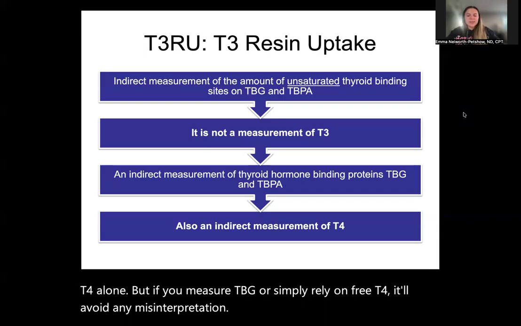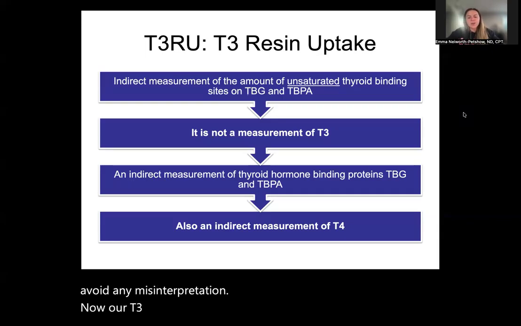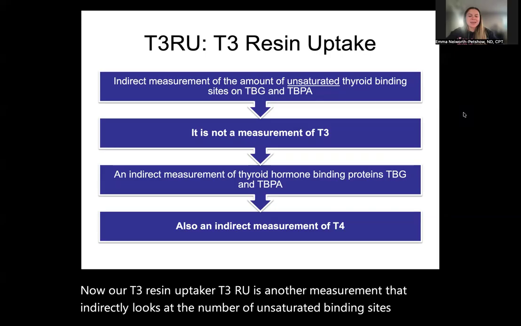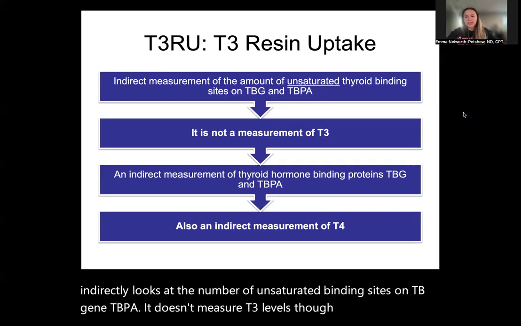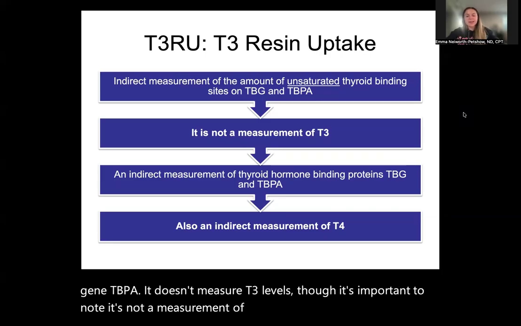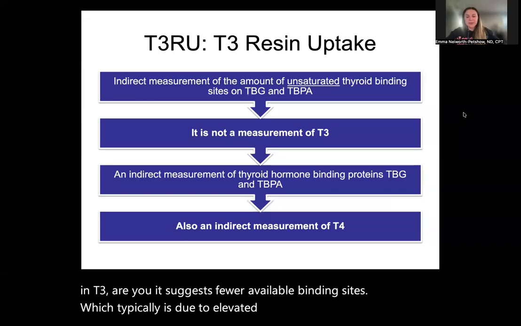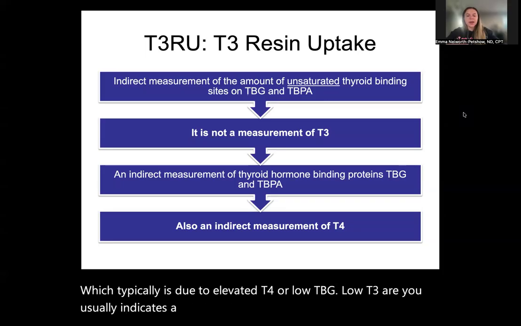Now, our T3 resin uptake or T3RU is another measurement that indirectly looks at the number of unsaturated binding sites on TBG and TBPA. It doesn't measure T3 levels, though. It's important to note it's not a measurement of T3. If you have an elevation in T3RU, it suggests fewer available binding sites, which typically is due to elevated T4 or low TBG. Low T3RU usually indicates a high TBG or true hypothyroidism.